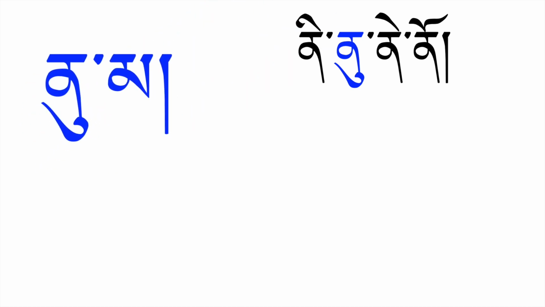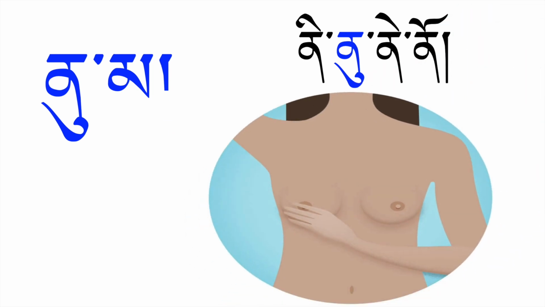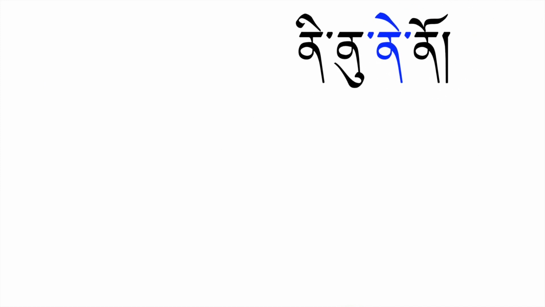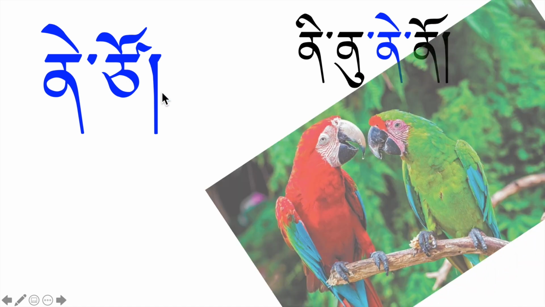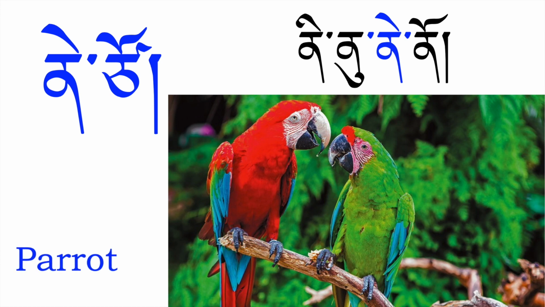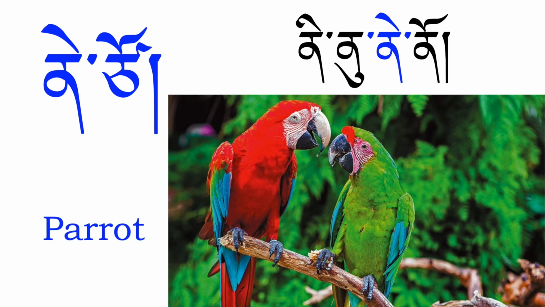The next one is na shabgyu nu ma. Numa. What is the meaning of numa? Meaning is the breast. Numa. The next one is na dingbo ne, za naru zo. Ne zo. What is the meaning of ne zo? You can see a beautiful parrot. Ne zo. Parrot.